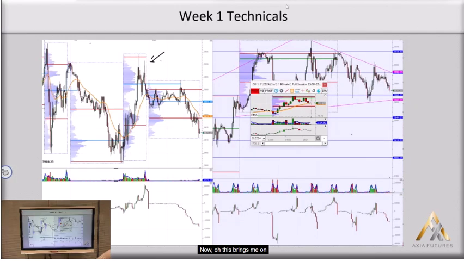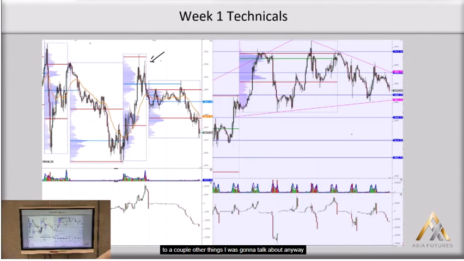Which brings me on to a couple of other things I was going to talk about anyway, related to oil and different technical stuff, since that was some of the main stuff that you're looking at this week. One of the things is the reason for having differing time frame charts. And again, I'm not likely to execute off a longer time frame chart, but it's there to give yourself an indication, some context and bias, right?